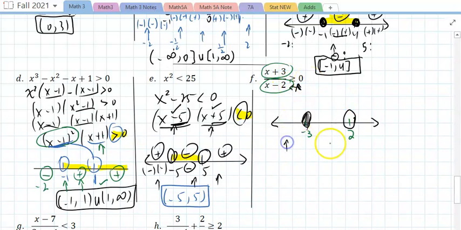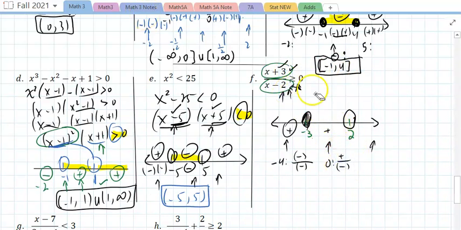And I do the same thing. I pick 3 test points. A point to the left of -3, say -4. Well, -4 plus 3 is a negative. -4 minus 2 is a negative. 2 negatives divided will give you a positive. So the same way, a point between a negative and a positive, 0. 0 plus 3 is positive, and 0 minus 2 is negative. Positive divided by a negative is a negative. And say 3, 3 plus 3 is positive, and 3 minus 2 is positive.